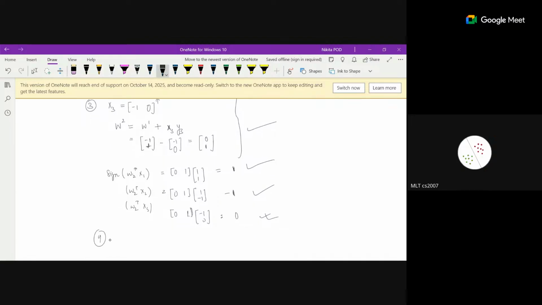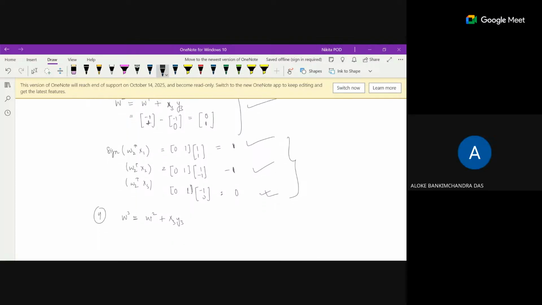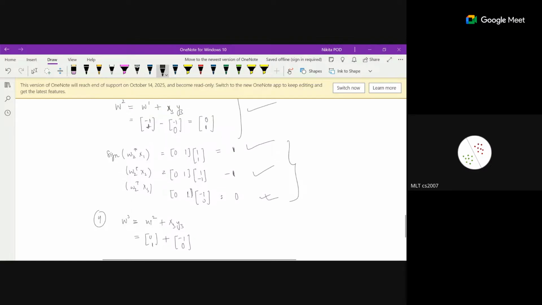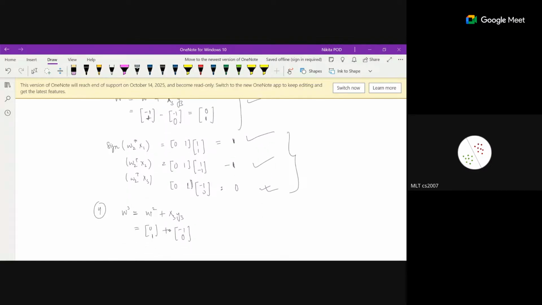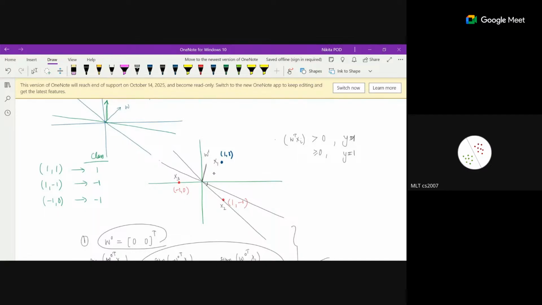So now what will W3 be? W3 is W2 plus y3 times x3. So this is correct, right? I am not making a mistake. So W2 is 0, 1, and x3 is minus 1, 0. Y3 is minus 1, so that gives 1, 0. So this is 1, 1. Now if I take 1, 1, let's do it geometrically maybe.